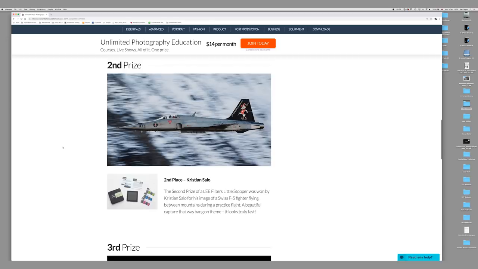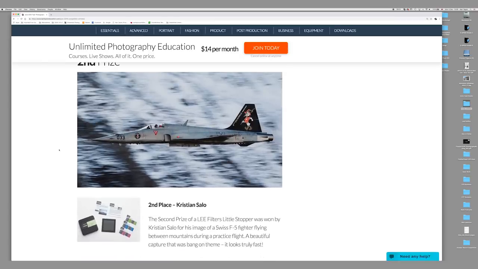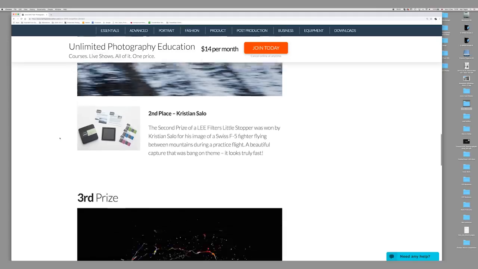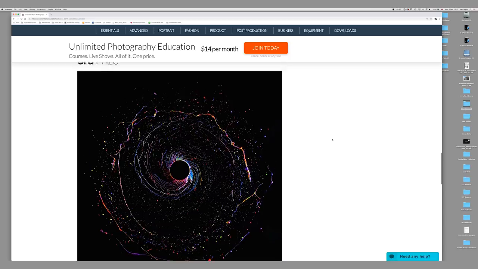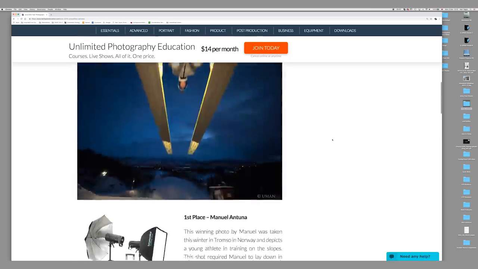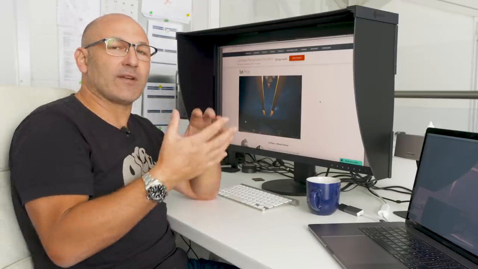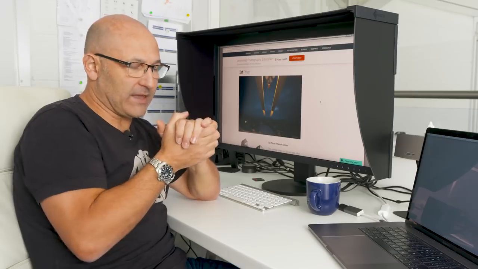The second place winner was this beautiful image of this fighter jet. We can certainly perceive the theme FAST, the narrative fits. And then third place, this spinning liquid moving around, we can perceive the theme FAST. And all of those three images were also well executed, well composed, well exposed images with good narrative. So that's why they won and why they placed in that theme FAST.